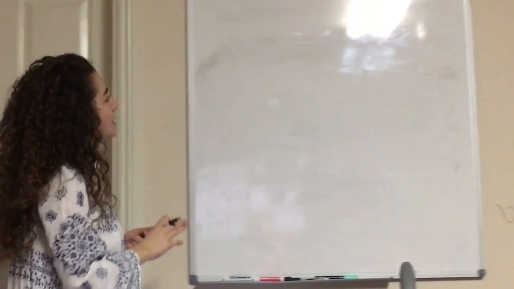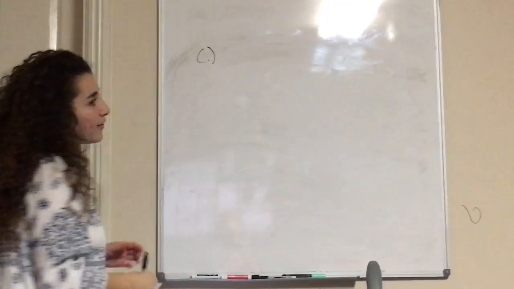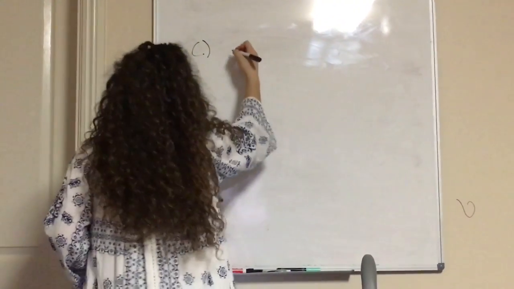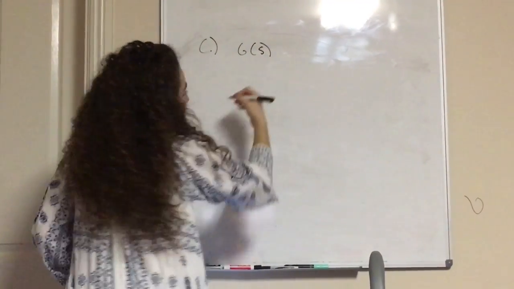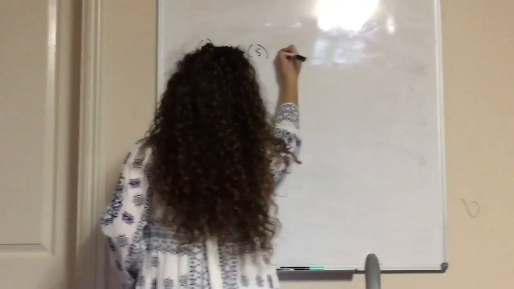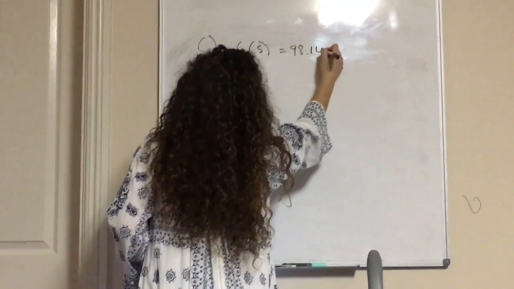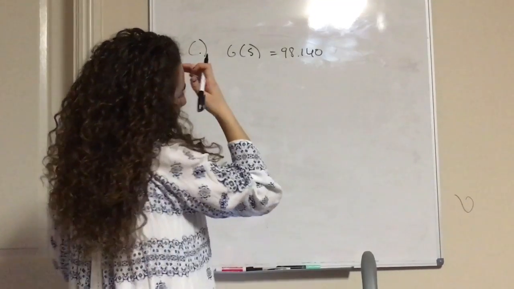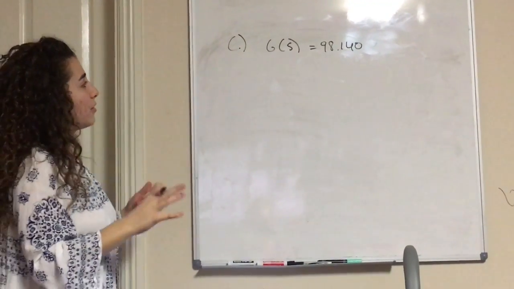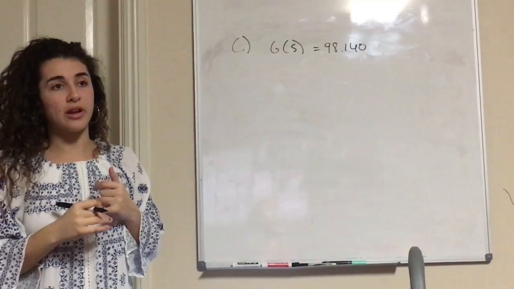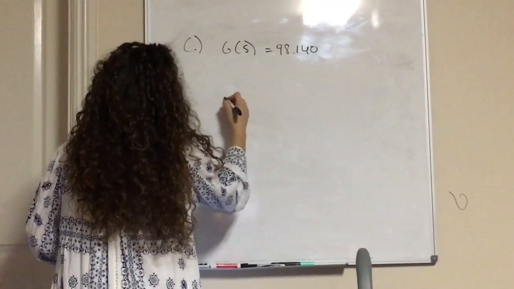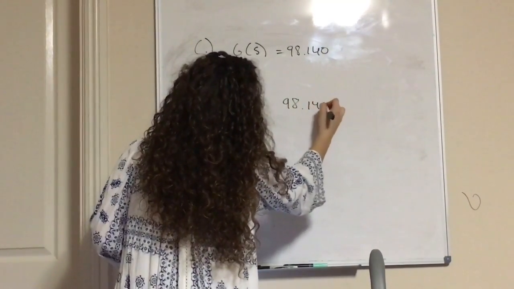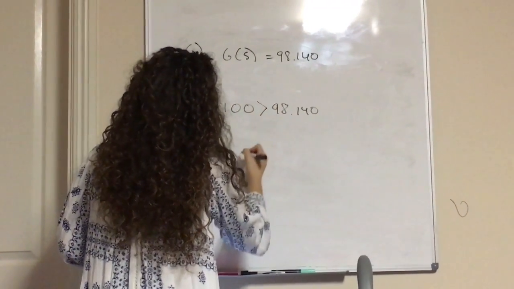For part C, it's asking us, is the amount of unprocessed gravel at the plant increasing or decreasing at time 5? So first thing we have to do is find G of 5, which is, if you just plug it into your calculator from the original equation, 98.140. And so now how can we find out if it's increasing or decreasing? The amount of gravel being processed per hour is 100 tons. So we're comparing 100 with 98.140. And so obviously the 100's bigger.